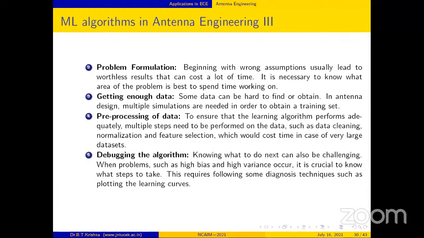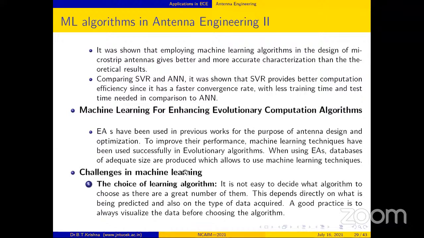And debugging the algorithm, knowing what to do next, can also be challenging. When problems such as high bias and high variance occur, it is crucial to know what step to take. This requires following some diagnostic techniques such as plotting the learning curves. That's why I said in the machine learning workflow itself, whenever you are working with data, it is better to plot it. Then you can give it as an input to the training. So these are some of the practical difficulties in applying machine learning to antenna or any other electronics and communication engineering application.